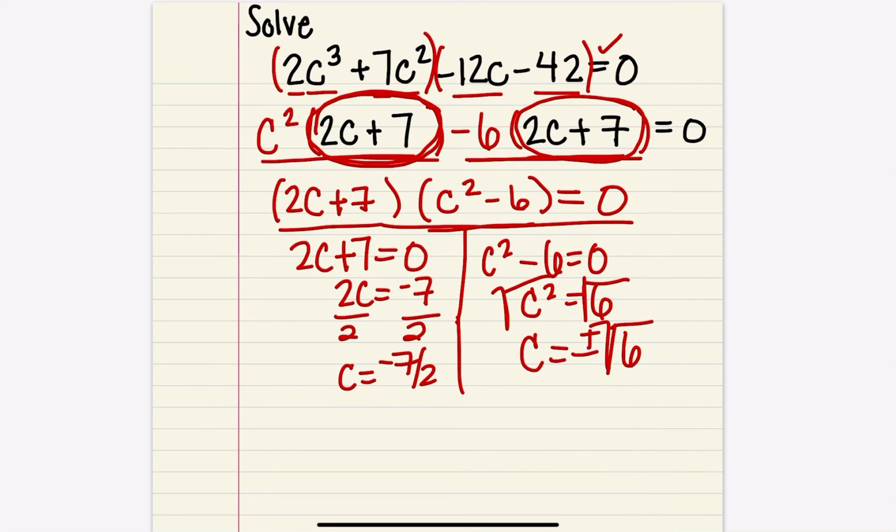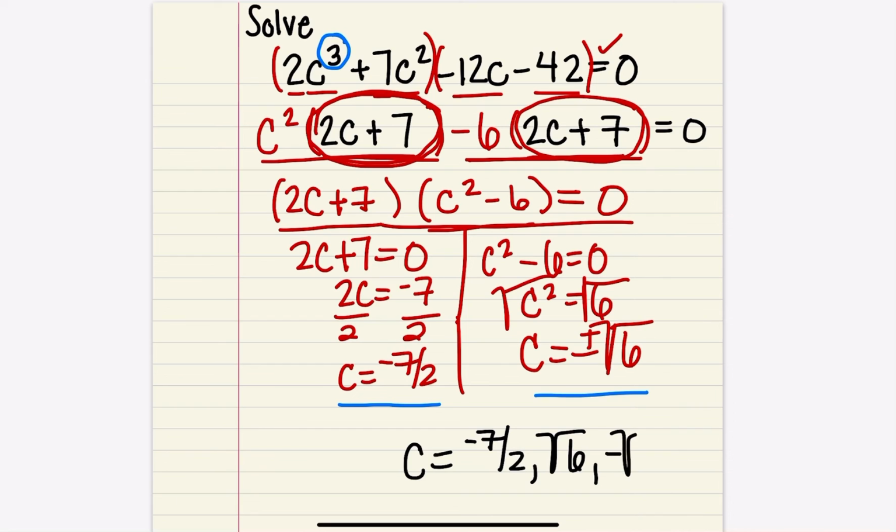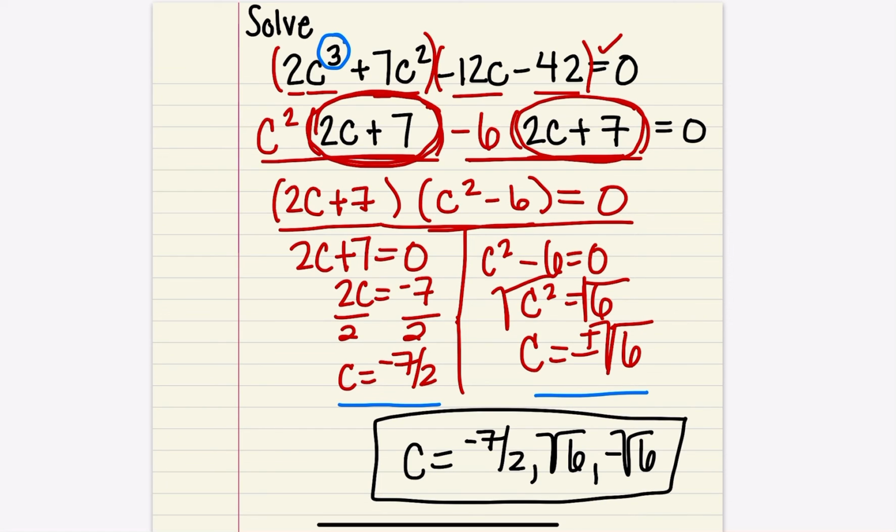Now looking backwards, the highest exponent on this was a 3rd power. So I should get 3 answers. And we see that negative 7 halves, positive and negative square root of 6. And so what you would do to list out this answer is you would say c is equal to negative 7 over 2, square root of 6, negative square root of 6. So I hope this helps you as you solve this problem to find all the exact solutions.